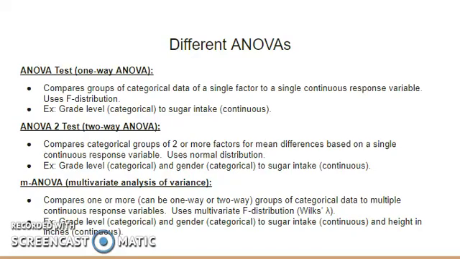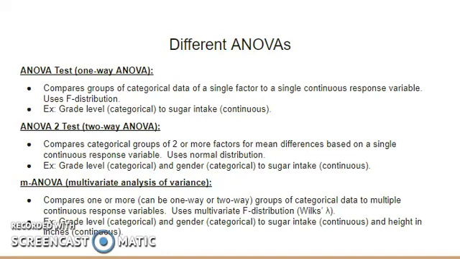Hello, I'm Joey, and I'm here to talk about the different types of ANOVA tests. So the first ANOVA test is a one-way ANOVA, and it compares groups of categorical data of a single factor to a single continuous response variable. So this uses the F distribution, as Dina mentioned before. An example of this would be, as she said, comparing grade level, which is a categorical data set, to sugar intake, which is continuous.